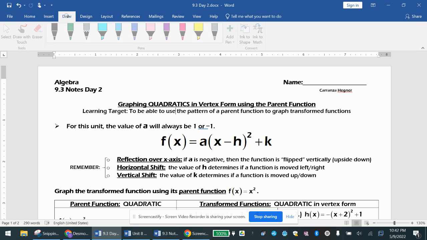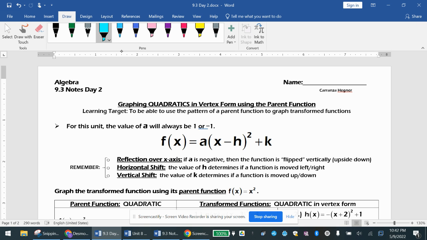So I want you guys to notice that the values of a, which is the number in front of the parentheses, are always going to be 1 or -1, but only for this unit, okay? That doesn't mean that it's always going to be 1 or -1. It's just for this unit.